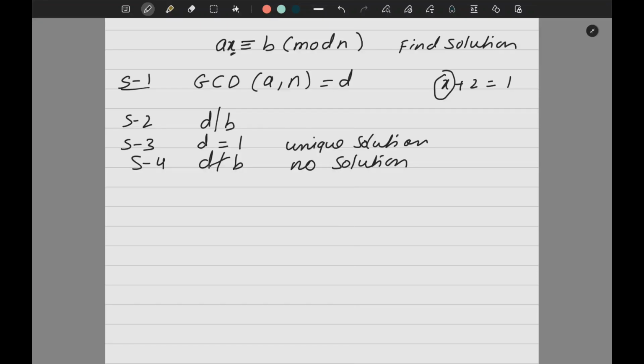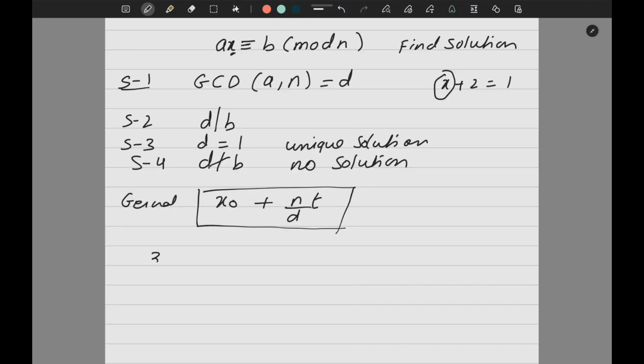So the very first step will always be to check the nature of the solution. Once we get one solution, it is represented by x naught. Then using this x naught, I can write down the general solution. The general solution is given by x naught plus n by d times t. By putting different values of t, I'll get different solutions.